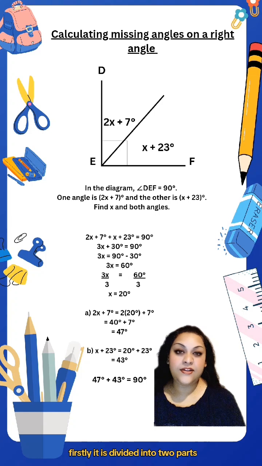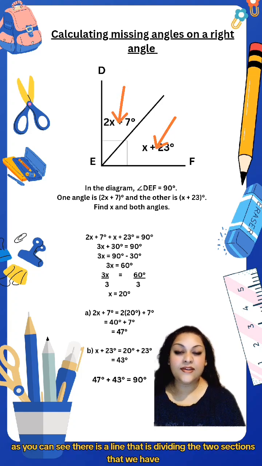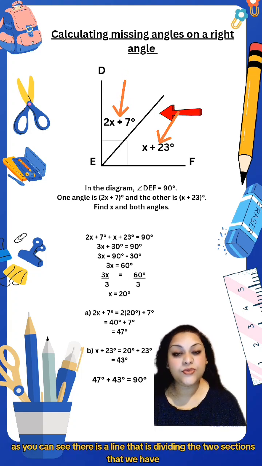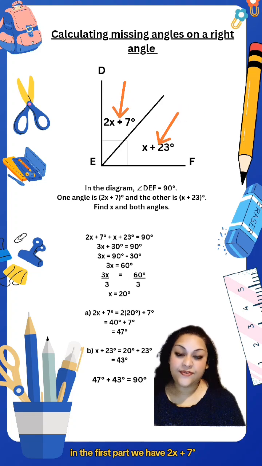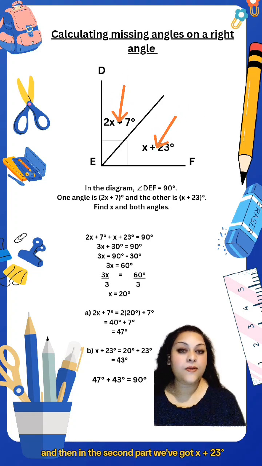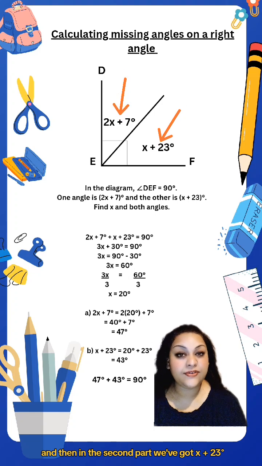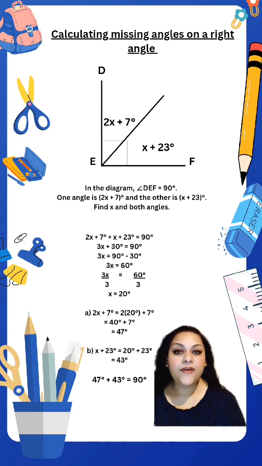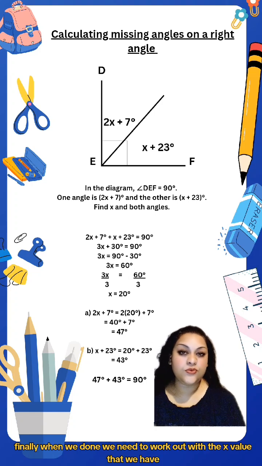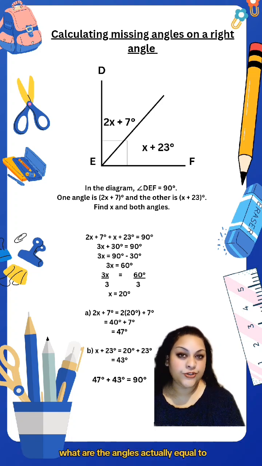Firstly, it is divided into two parts. As you can see, there is a line that is dividing the two sections that we have. In the first part, we have 2x plus 7 degrees. And then in the second part, we've got x plus 23 degrees. So here we need to firstly combine them and then we need to solve for x. Finally, when we're done, we need to work out with the x value that we have, what the angles actually equal to. So let's go with this in order.